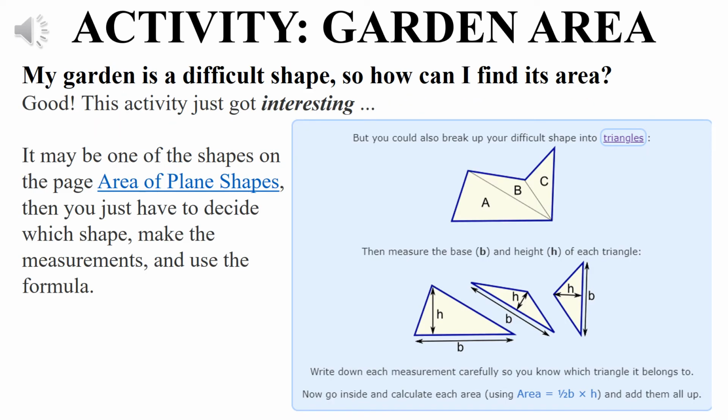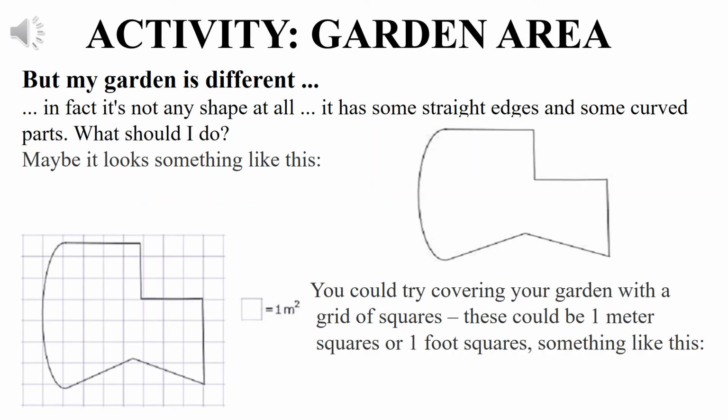My garden is a difficult shape. So how can I find its area? Good, this activity just got interesting. It may be one of the shapes on the page area of plane shapes. Then you just have to decide which shape, make the measurements and use the formula. But you could also break up your difficult shape into triangles. Then measure the base and height of each triangle. Write down each measurement carefully so you know which triangle it belongs to. Now, go inside and calculate each area, using area = 1/2 b times h, and add them all up.